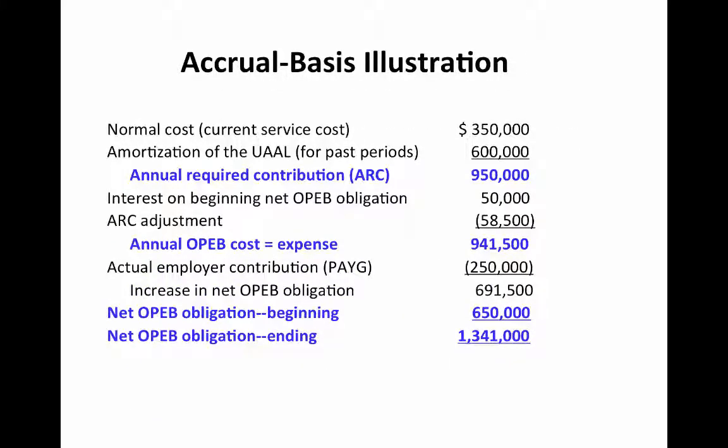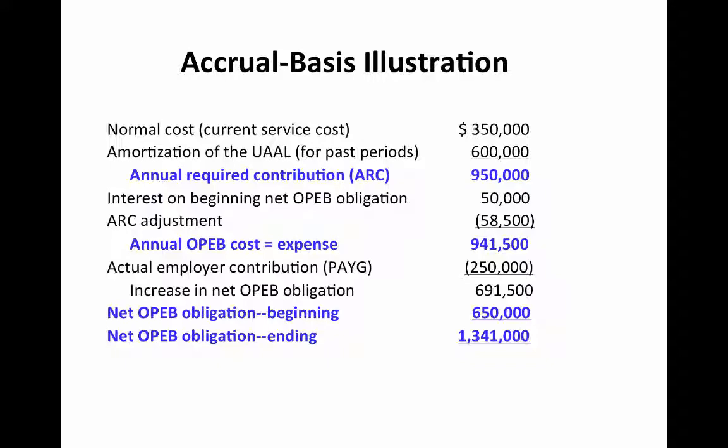So here's an illustration of how this works. You have your normal cost, which is $350,000. That's the cost of benefits newly earned this year in return for employment, providing services by the employees. Then an amortization of the unfunded liability. We'll assume that's roughly 1/30th of the unfunded liability. You add those two together, and that's your ARC.